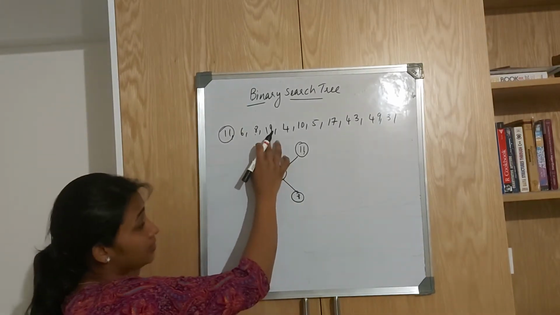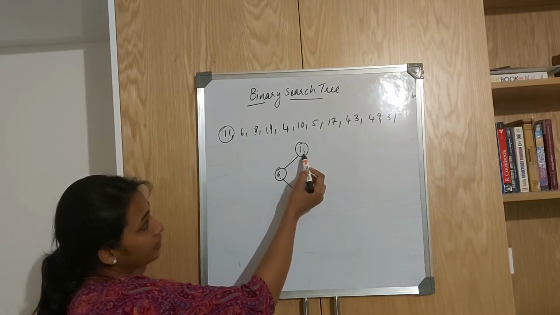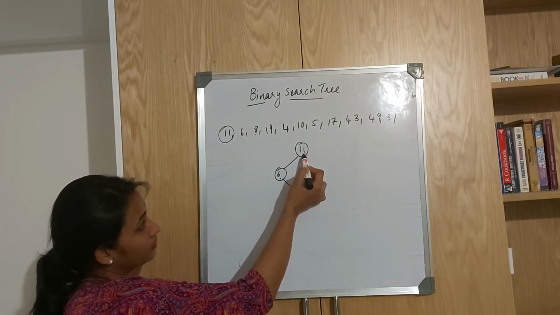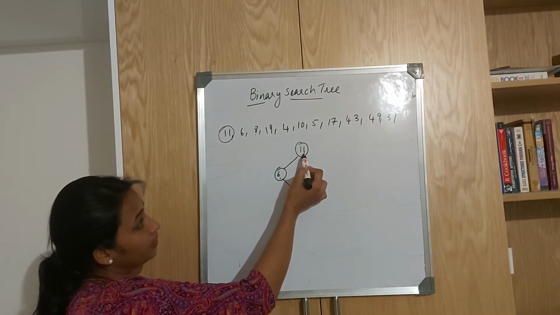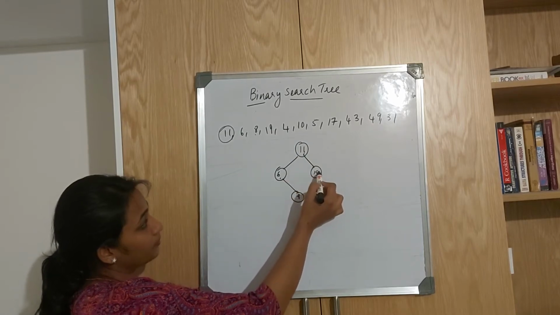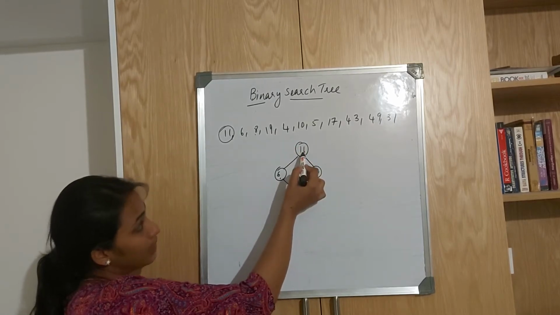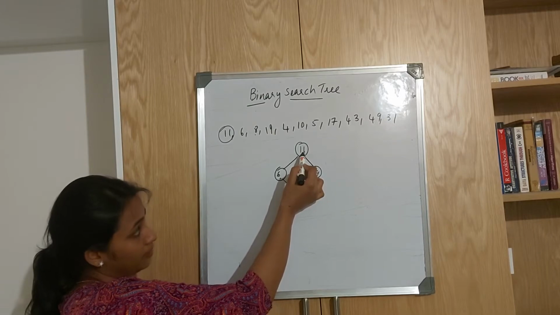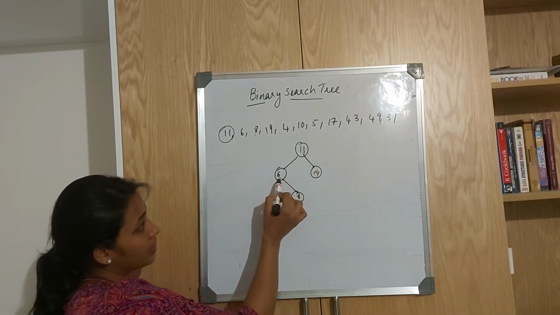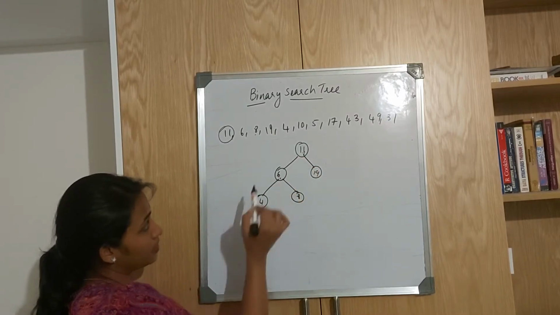Now next is 19. Check whether 19 is less or greater. So 19 is greater than 11, it will go to right side. Next 4. Is it less? Yes, it is less than 11. Is 4 less than 6? Yes, so it will go to the left side of 6.